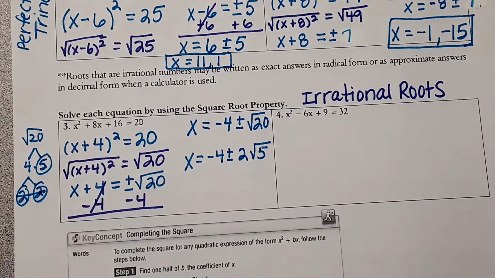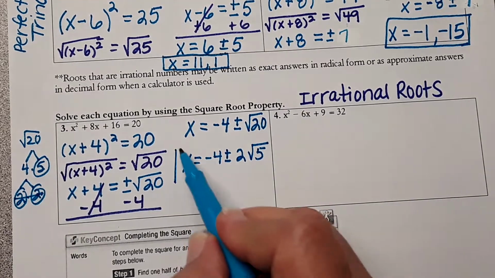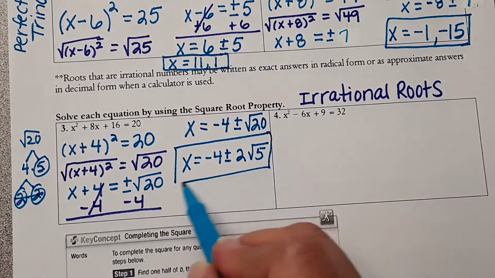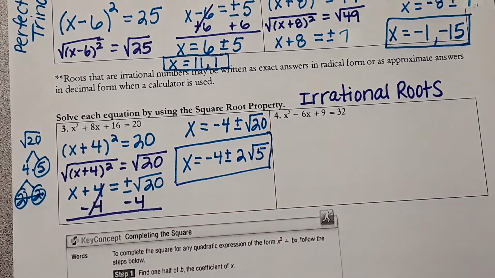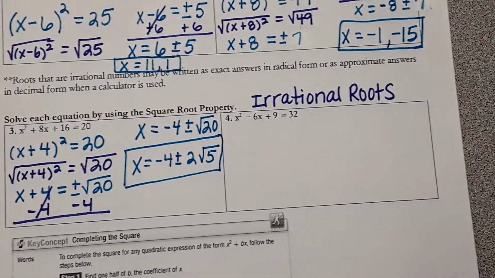You can't leave it as square root of 20. So this will be your final answer. You still have 2 answers because it's plus or minus, and that's number 3. Are there any questions over number 3? So if it's irrational, it's kind of nice because you don't have a lot to do. Okay, number 4.